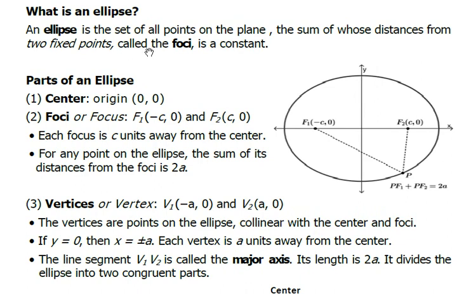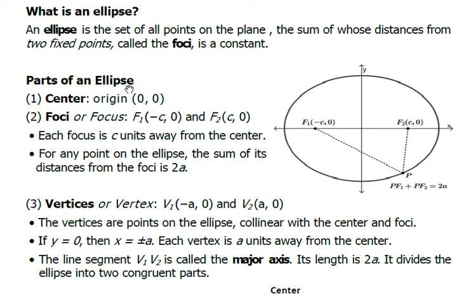An ellipse is the set of all points on the plane, the sum of whose distances from two fixed points called the foci is a constant. So F1 with coordinates negative c, 0 and F2 with coordinates c, 0 are what we call foci, or if we are referring only to one, we have focus. This is the focus of an ellipse on the left-hand side of the center, and on the right of the center, we have focus F2.